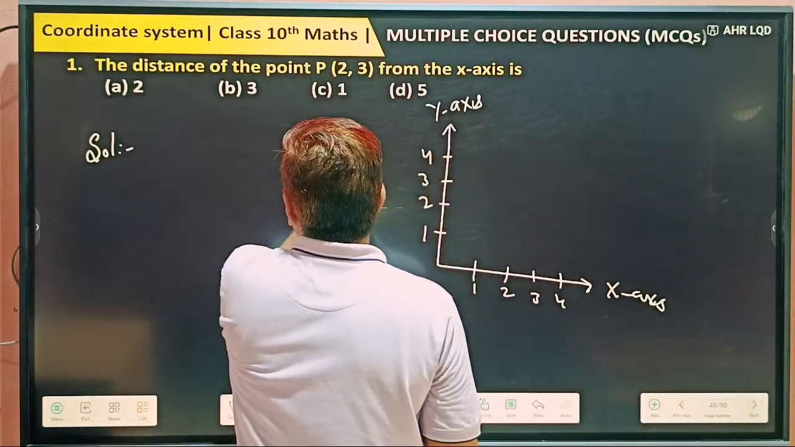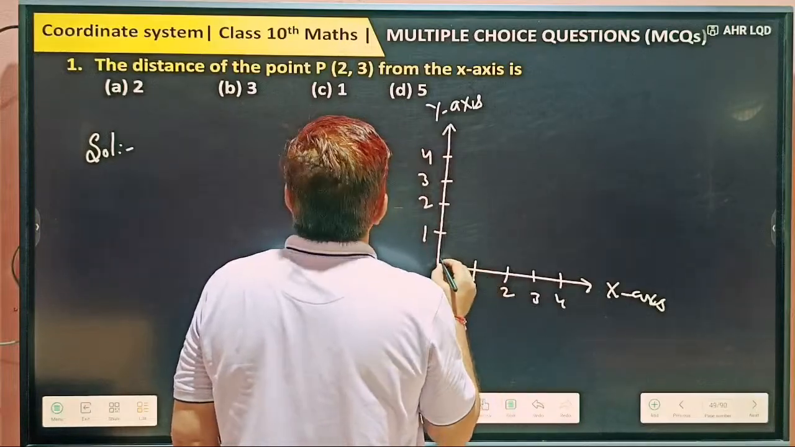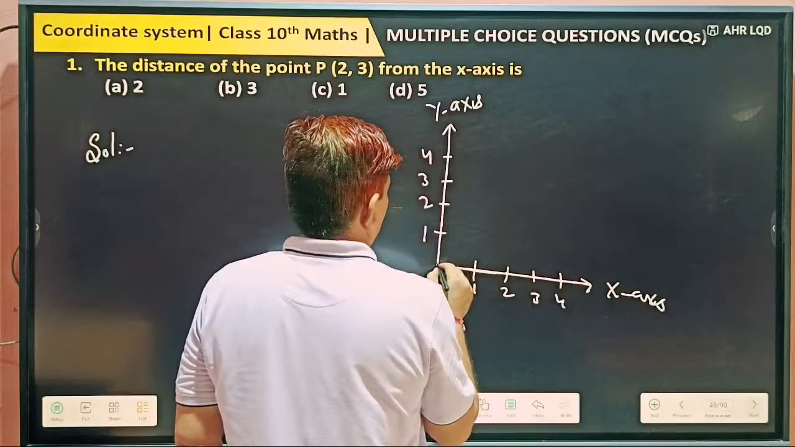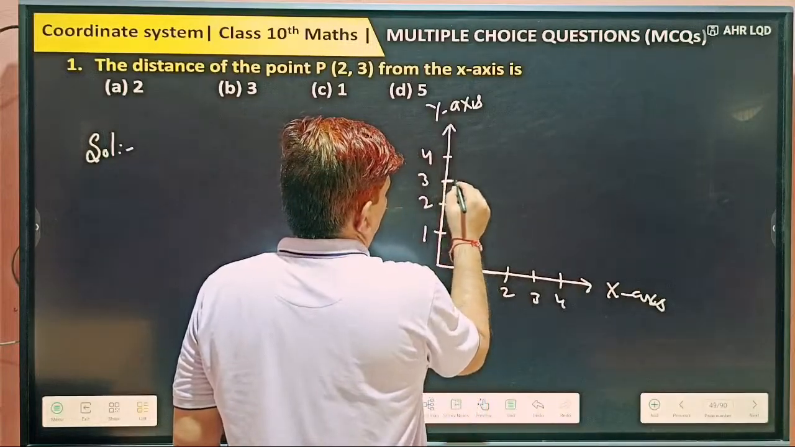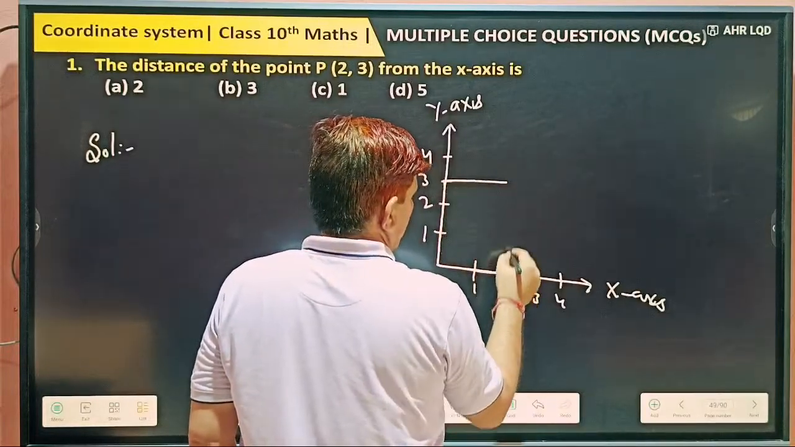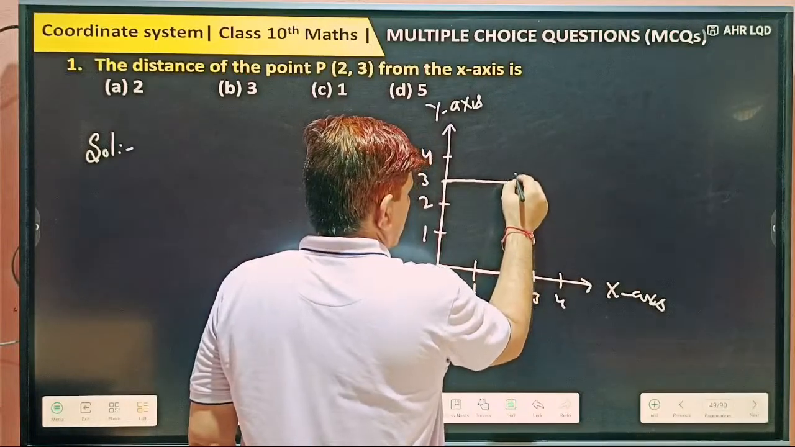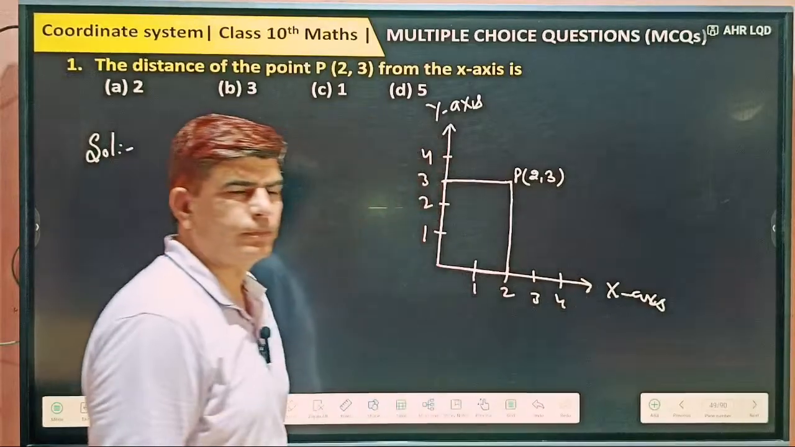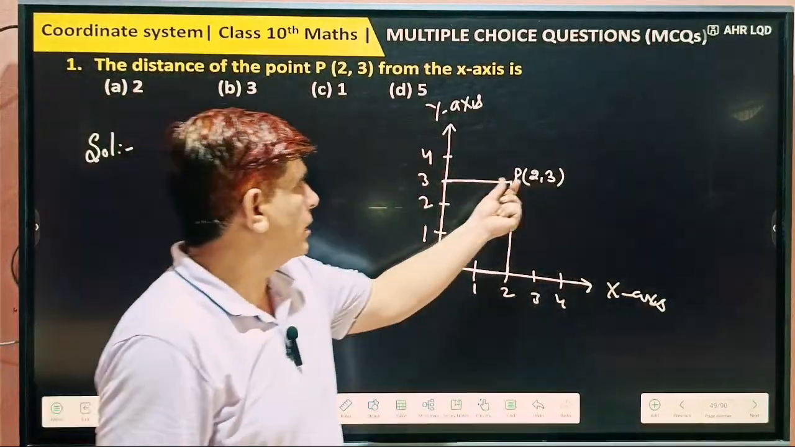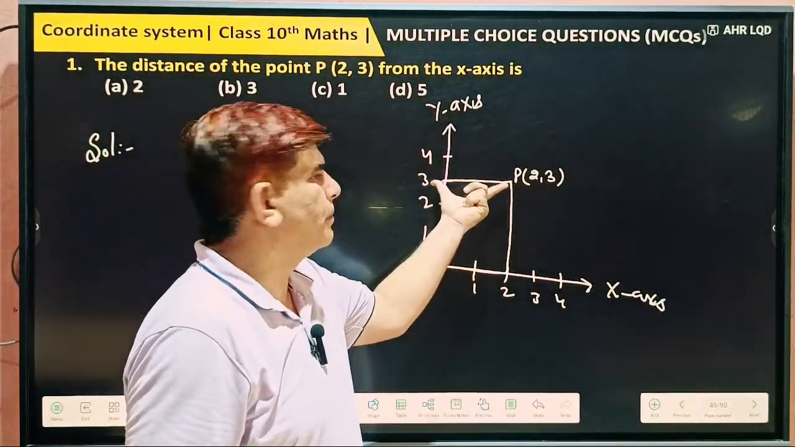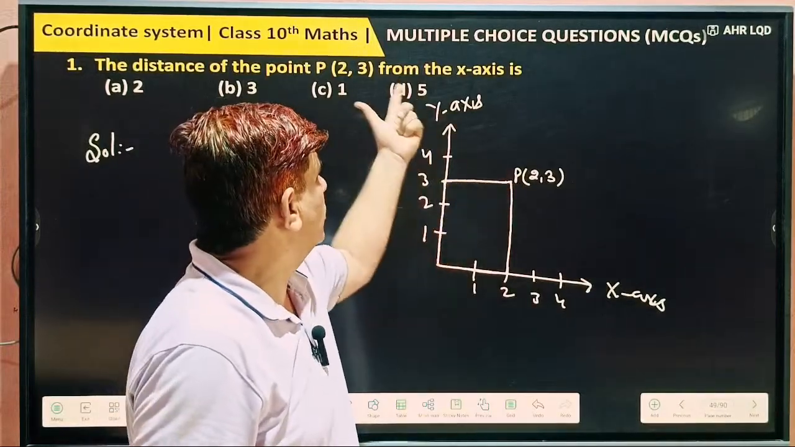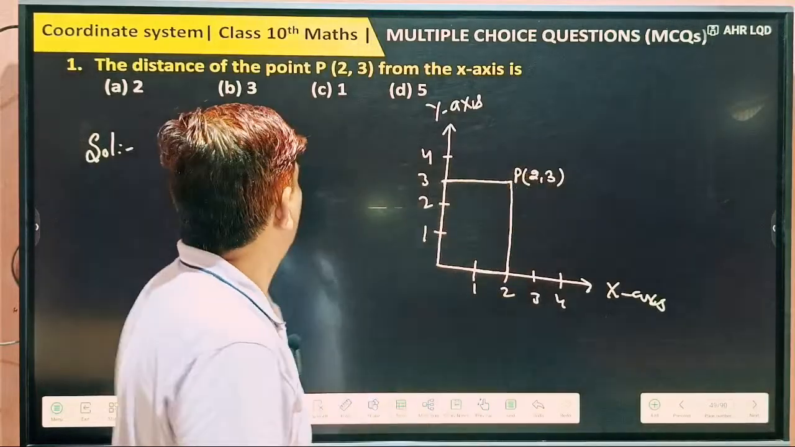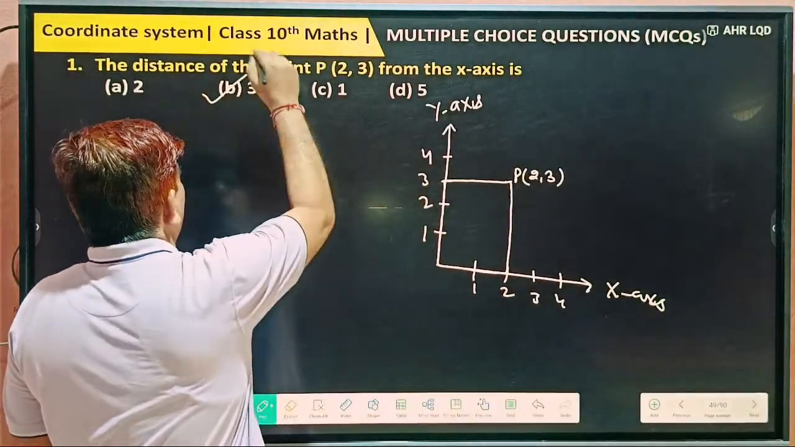And where is the point P? This is 2 units and this is 3 units, so they meet at a point. This is point P whose coordinates are 2 and 3. 2 means the distance from the y-axis, and you have to tell the distance from the x-axis. So how much? 3 units. So what is your answer? B.